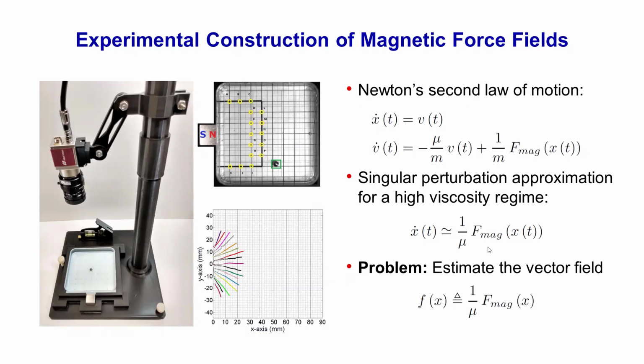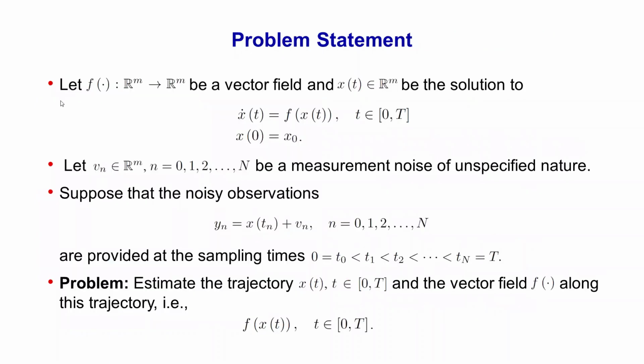And the goal is to estimate the right-hand side of this differential equation, which is a vector field, based on the trajectories of motion observed by the camera. The problem is formulated as we have a differential equation with some initial state, and we have the noisy observations of the trajectory of this differential equation at certain sampling points.